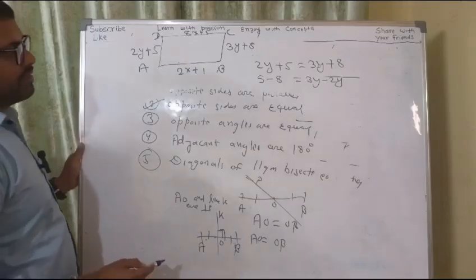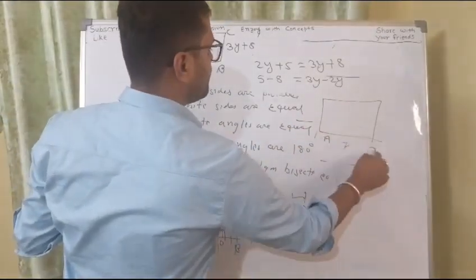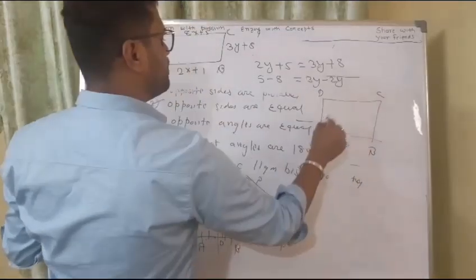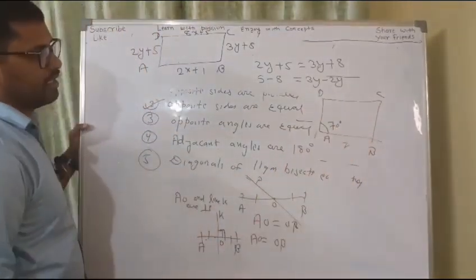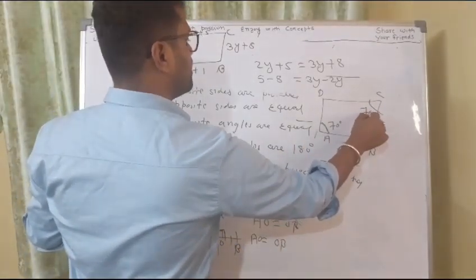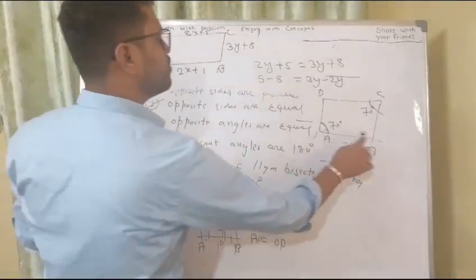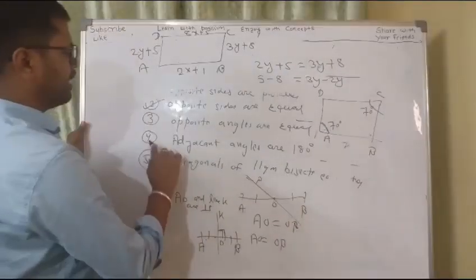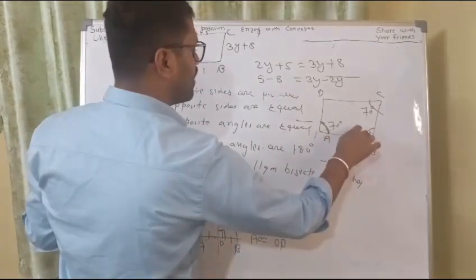Another type of question which we get is, suppose this is parallelogram ABCD. They give one angle. This may be 70 degrees. They ask for all other angles. So here also we can say this angle is 70, opposite angles are equal, so this also will be 70. Now these two should be 180. Adjacent angles are 180. So if this is 70, this will be 110.